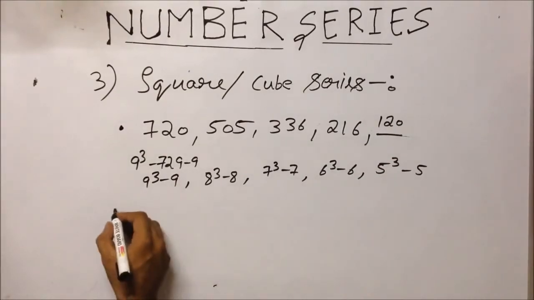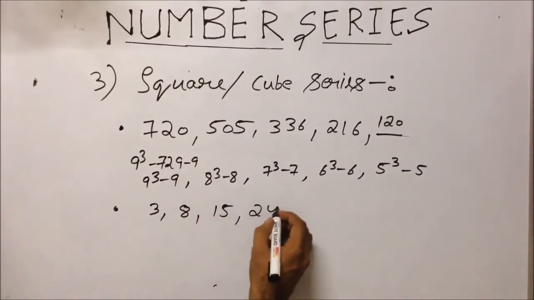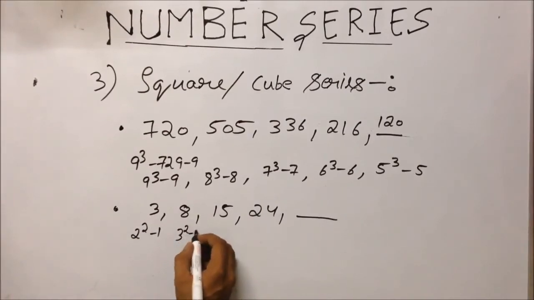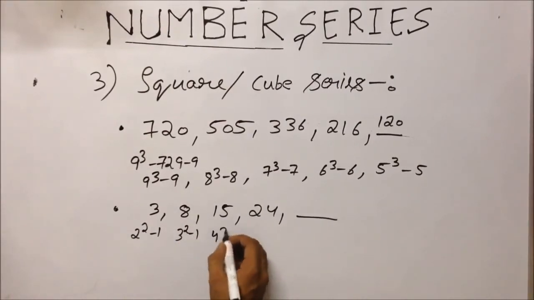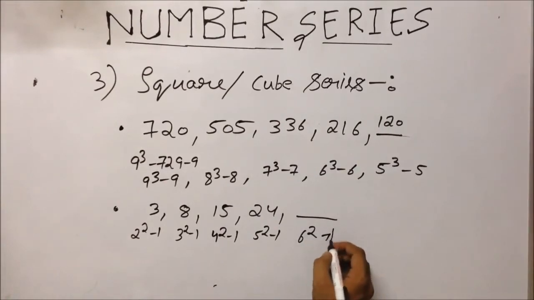Similarly, you will find questions like 3, 8, 15, 24. Now you need to find the next number. Here the numbers are small, but the difference is increasing rapidly. So here you could easily see 3 is 2 square minus 1, 8 is 3 square minus 1, 15 is 4 square minus 1, 24 is 5 square minus 1. Hence the answer would be 6 square minus 1, which would be 35. So this is an example of square and cube series.